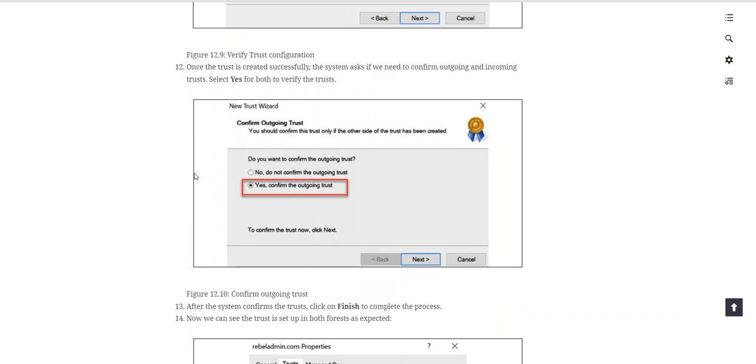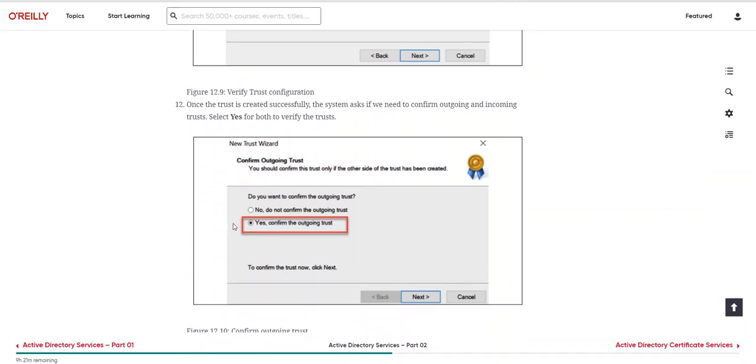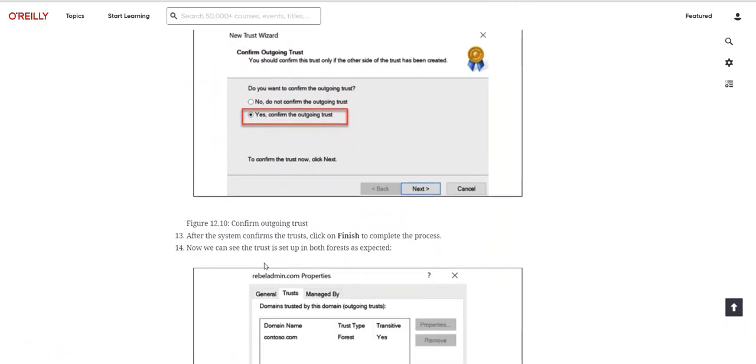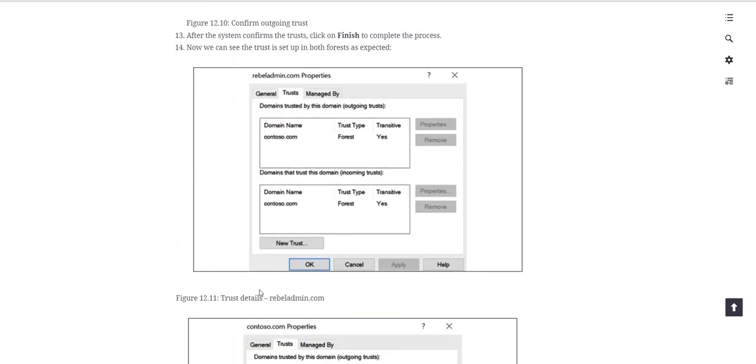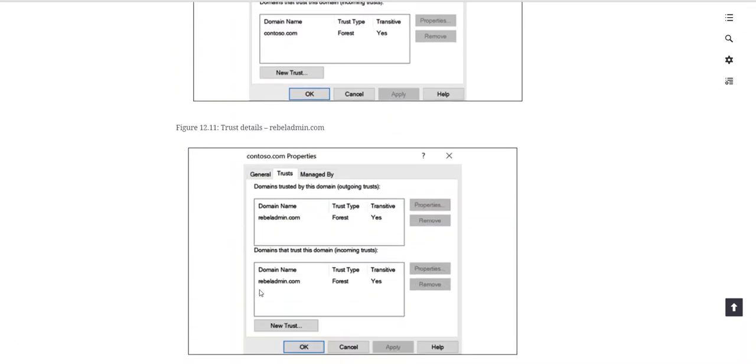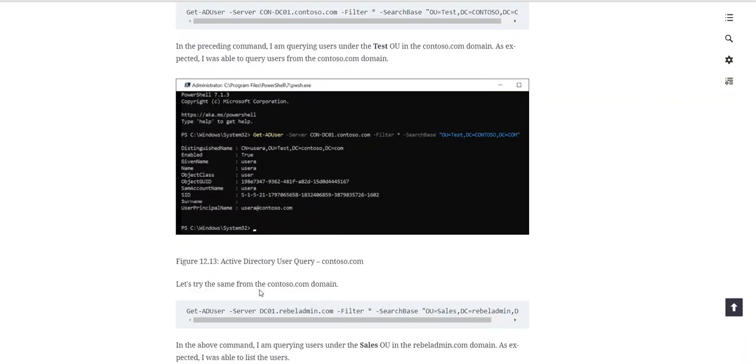If you have extra time, you can walk through this trust, but we can't actually complete it because we've only got one domain. It's as simple as that.